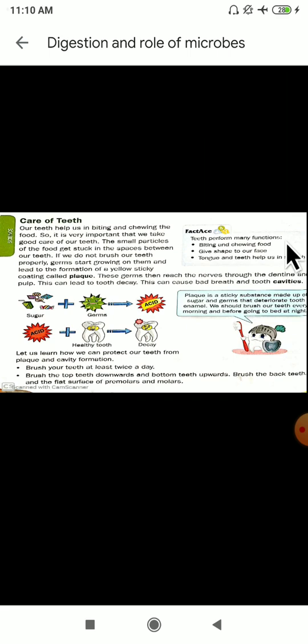Next one is plaque. It is a sticky substance made of sugar and germs. What does it become? It deteriorates the tooth enamel. We should brush our teeth every morning and before going to bed at night.